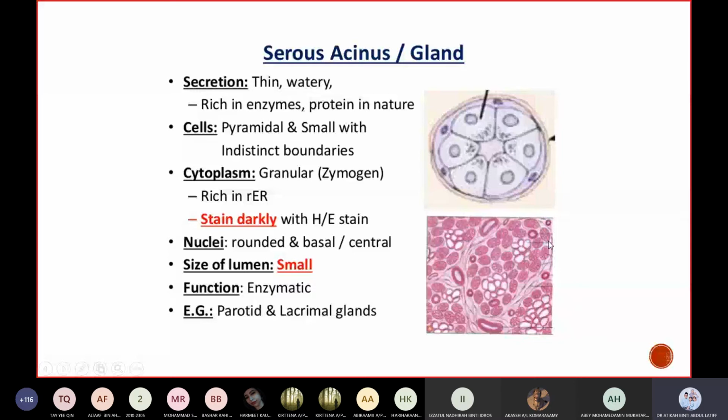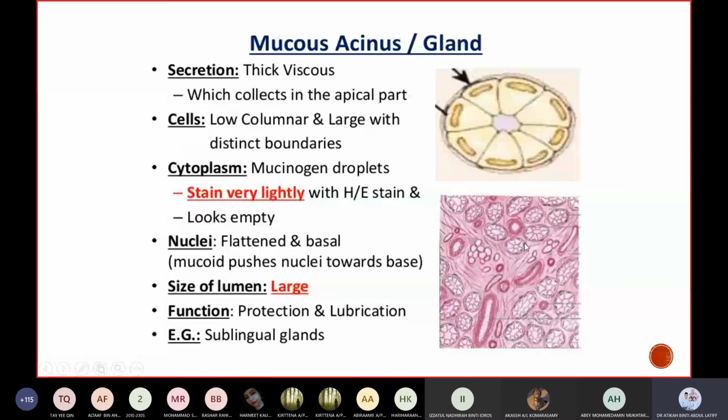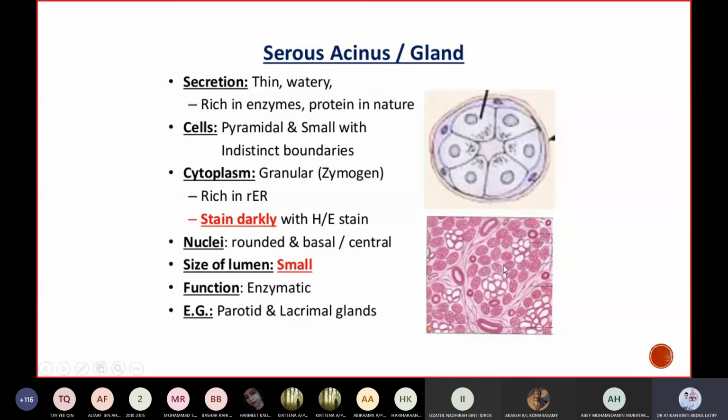Okay, and the nucleus is different. Here they are rounded and more central or more to the base. Here they are flattened, not rounded but more flattened. Here you can see also, for example, this is one mucus acinus. The nuclei of the cells are flattened at the base of the cells. The lumens are usually larger as compared to this serous acinus, where it has smaller lumen in the middle.